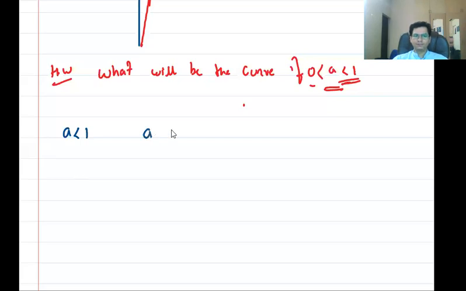Suppose a is equal to 1 by 2, right? हम लोगों ने एक value मान लिया 1 by 2, है ना? Now if I take a is equal to 1 by 2, my question is 8 by x equal to y. So y is equal to, sorry, not y, x is equal to, right?